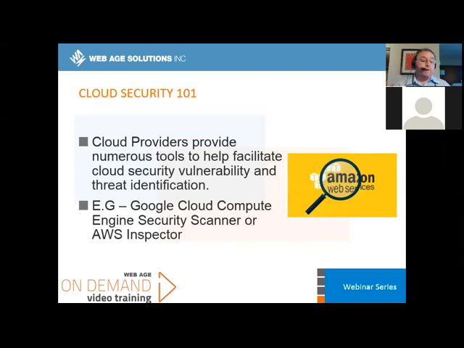Once again, you also have AWS Inspector. And also, App Engine has pretty much always had Security Scanner available for quite a while. But it is pretty new to Compute Engine. So that's a new change, in case you're not aware of it.